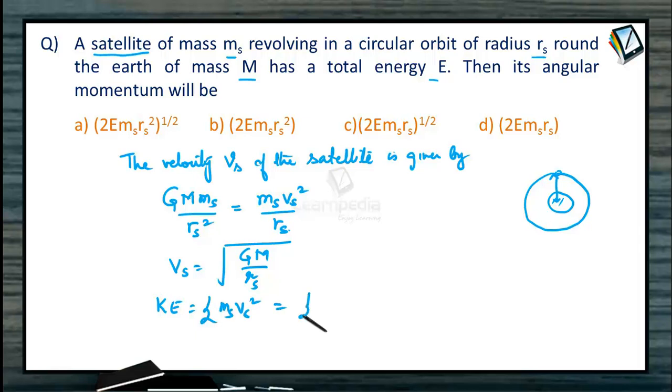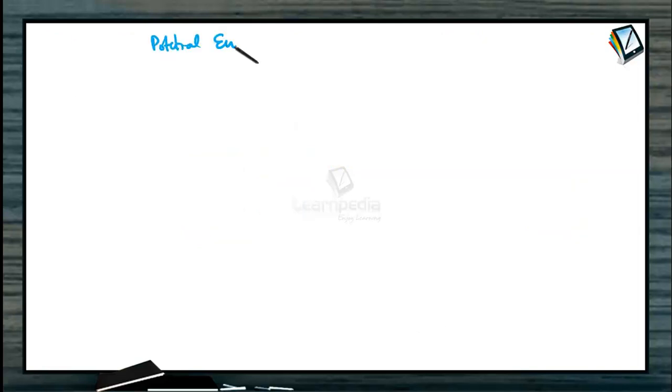So this is half of ms into G capital M divided by rs. And the kinetic energy we got is equal to half of G M ms by rs. The total energy is capital E. The satellite revolving here will have kinetic energy as well as potential energy. So let us calculate the potential energy. Potential energy will be equal to minus G capital M small ms divided by rs.